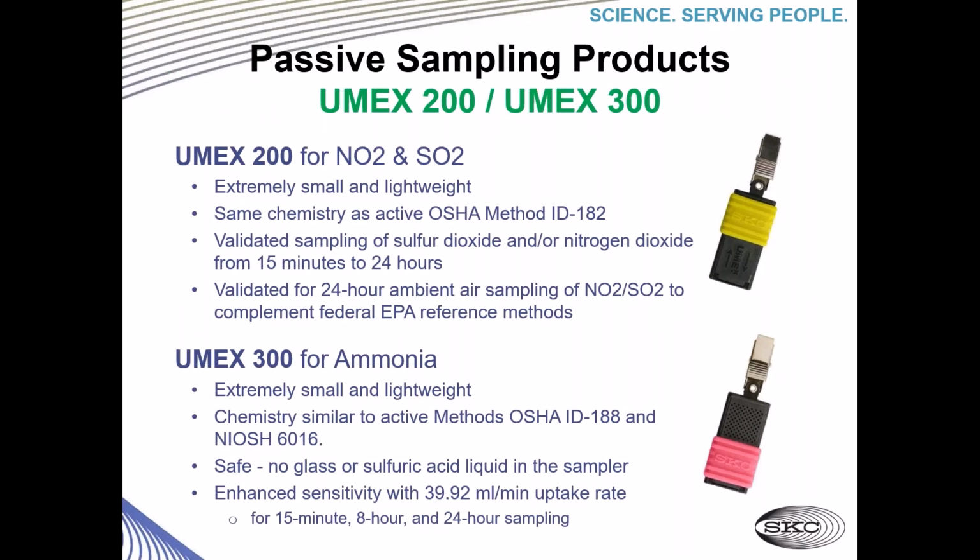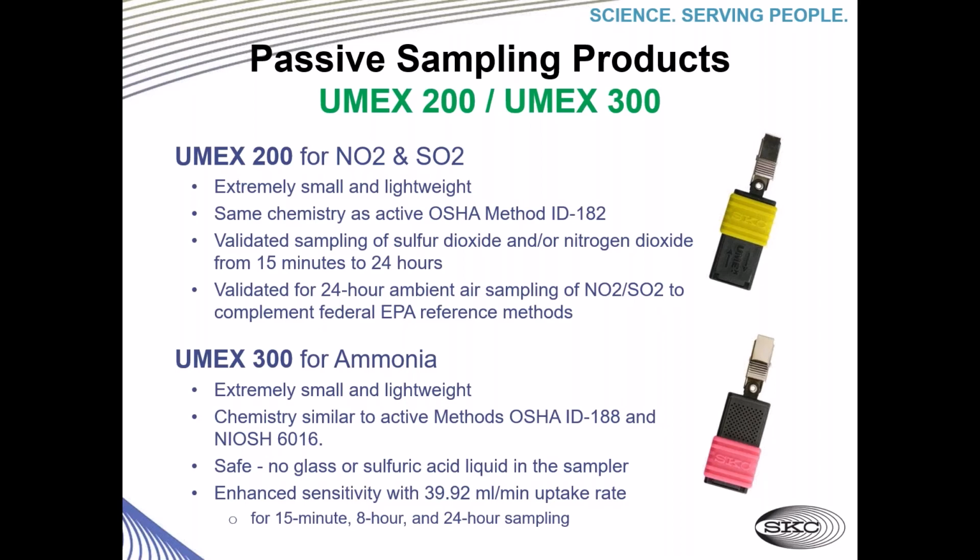In the UMEX line, we have 2 more here for the UMEX 200 for NO2 and SO2. Same design, same benefits. It is the same chemistry as the active OSHA method ID-182. And we have validated sampling of sulfur dioxide and nitrogen dioxide from 15 minutes to 24 hours and validated for 24-hour ambient air sampling for NO2 and SO2 to complement federal EPA reference methods.